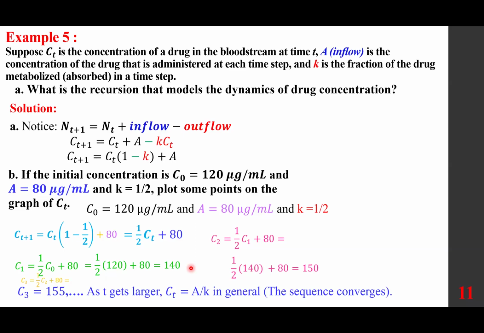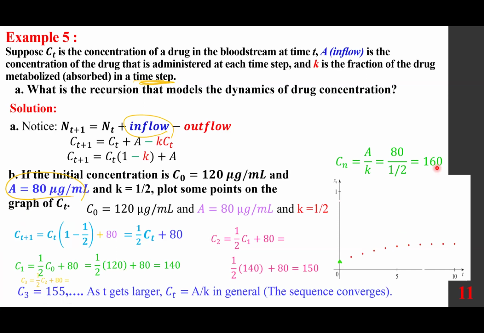So this time step with this inflow has been calculated in such a way that it can never ever go beyond some value that can harm the patient. And it can be proved the limit is A over K. Later on, when we go over the limits, you'll see how this one is proved. But A is 80 divided by K, which is 1/2, and that gives you 160. Okay, so it will never go beyond that. If we were to put those points there, it creates what is called a horizontal asymptote, which will never go beyond 160.